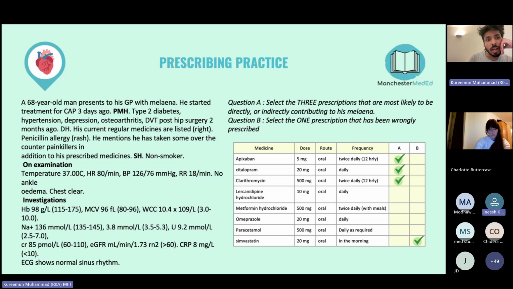I don't think, okay. Yes, they will ask you about the drug in itself, whether it is the right indication for that drug. It is mostly the way that it has been prescribed, whether the right dose, route, or frequency.